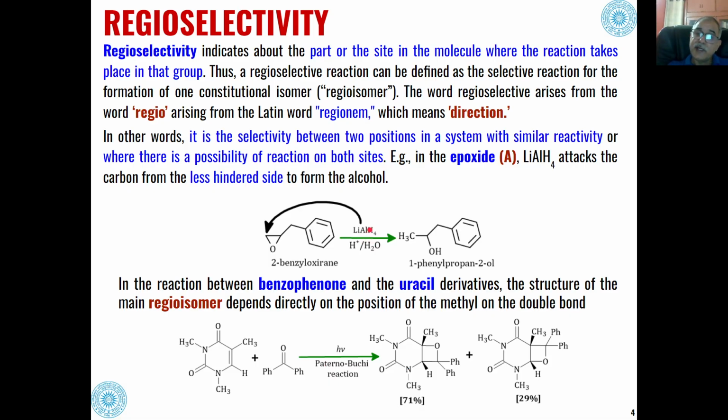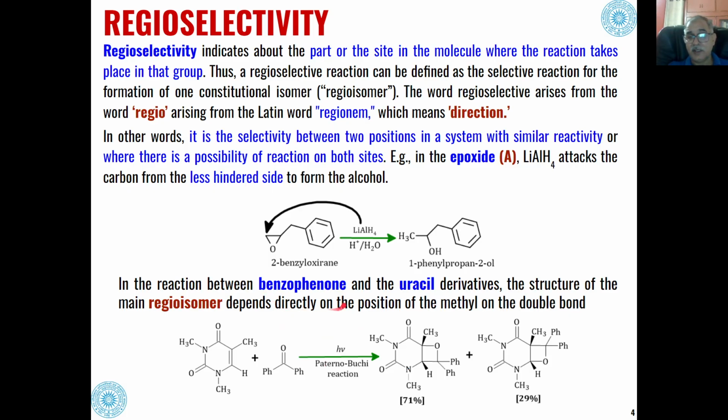So hydride ion will attack, out of these two carbons, that carbon which is less hindered side to form the alcohol. So that is why the attack of the hydride will take place at this carbon and not this carbon. So that means the reagent hydride has selected this region. So that is why this is called a regioselective formation of 1-phenyl propan-2-ol.